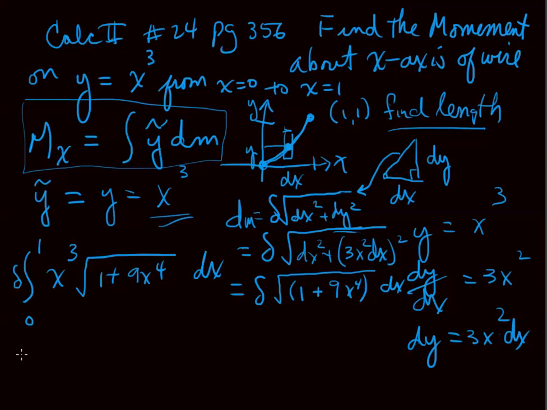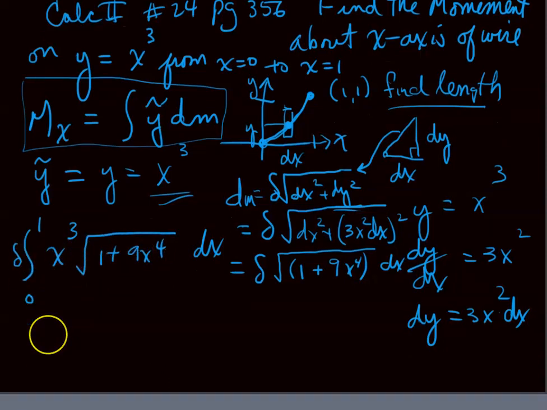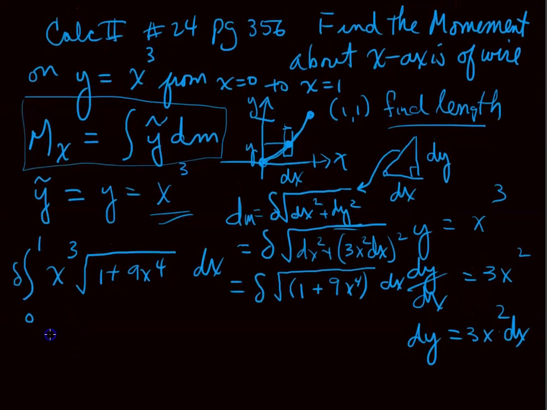do they tell us what delta is supposed to be? No, they don't tell you what delta is, so we're going to have that on our answer. But in order to solve this integral, I'll give you what our substitution is. Let u equal 1 plus 9x to the 4th. Then du is 4 times 9, or 36, x to the 3rd dx.